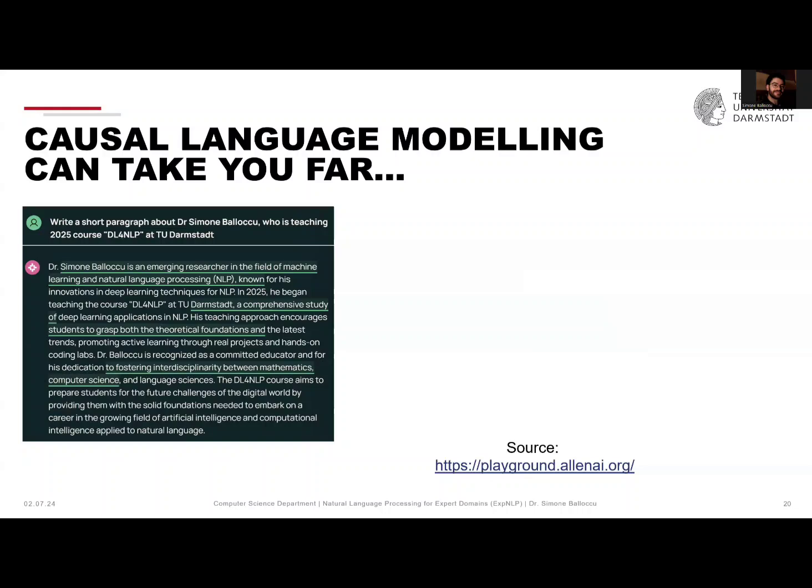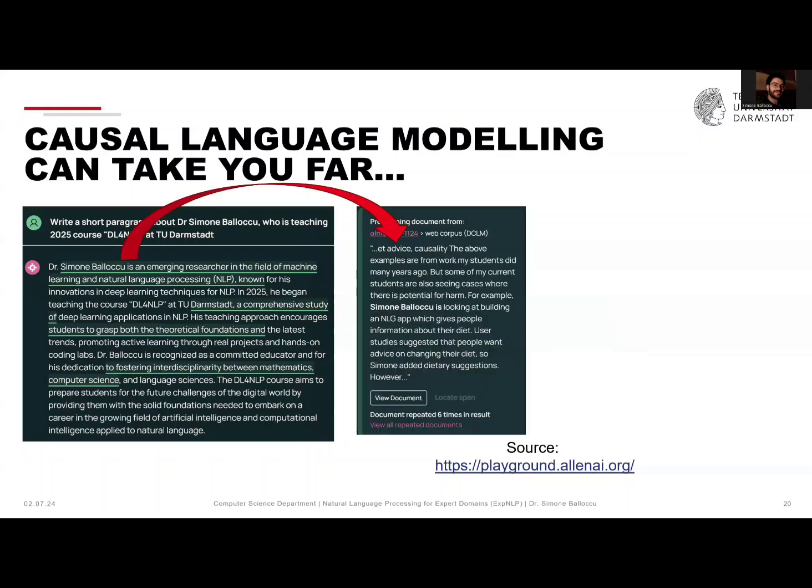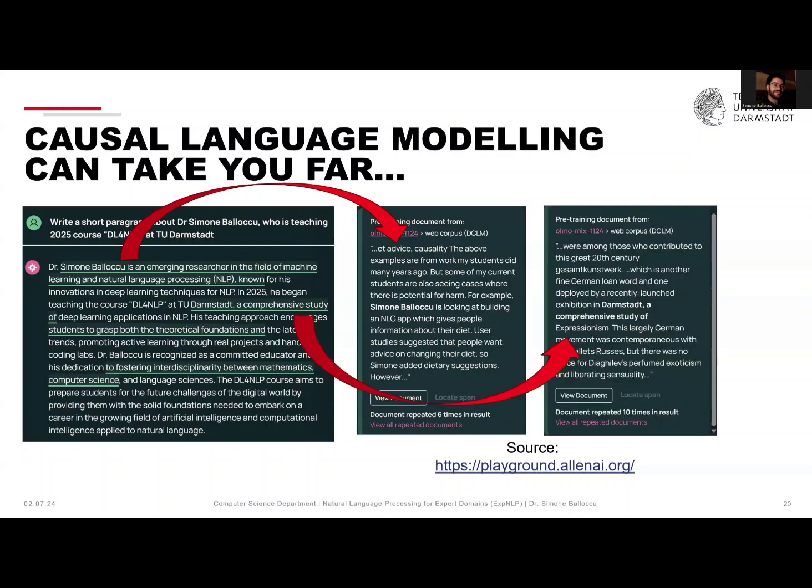Now, if we click on OlmoTrace, you see that the text for which it found Simone Ballocco is not related to this course at all. It's actually a blog post by my ex-PhD supervisor, which talks about my research. Still, it talks about NLP. But you can also see that this sentence, a comprehensive study, does not come at all from deep learning for NLP or AI in general. It comes from an article about an art exposition of expressionism in Darmstadt. But by combining this information with the fact that I asked it to talk about someone who is teaching deep learning for NLP, it was able to make something that makes sense.